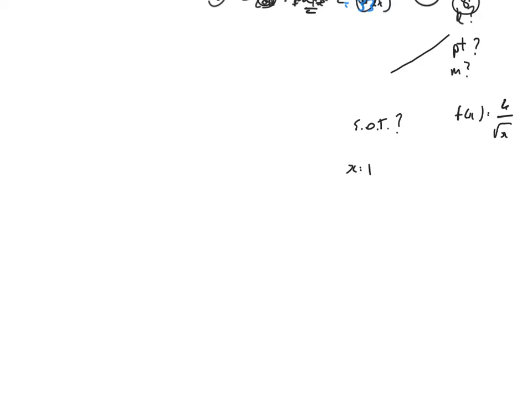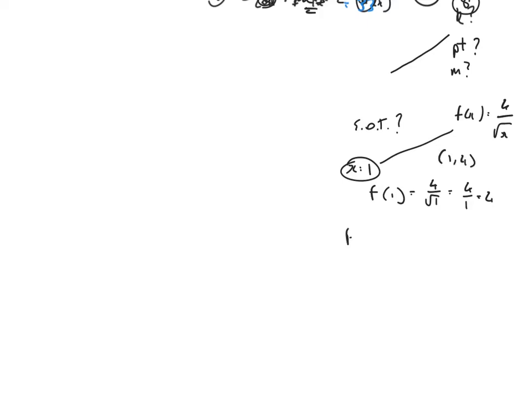Okay, how do you get the point? That's dead easy. You just sub the x coordinate back into y and that'll give you your point. So f of 1 equals 4 over root 1. That's 4 over 1 and that's 4. Okay, so my point then is 1, 4. How do I get the gradient?